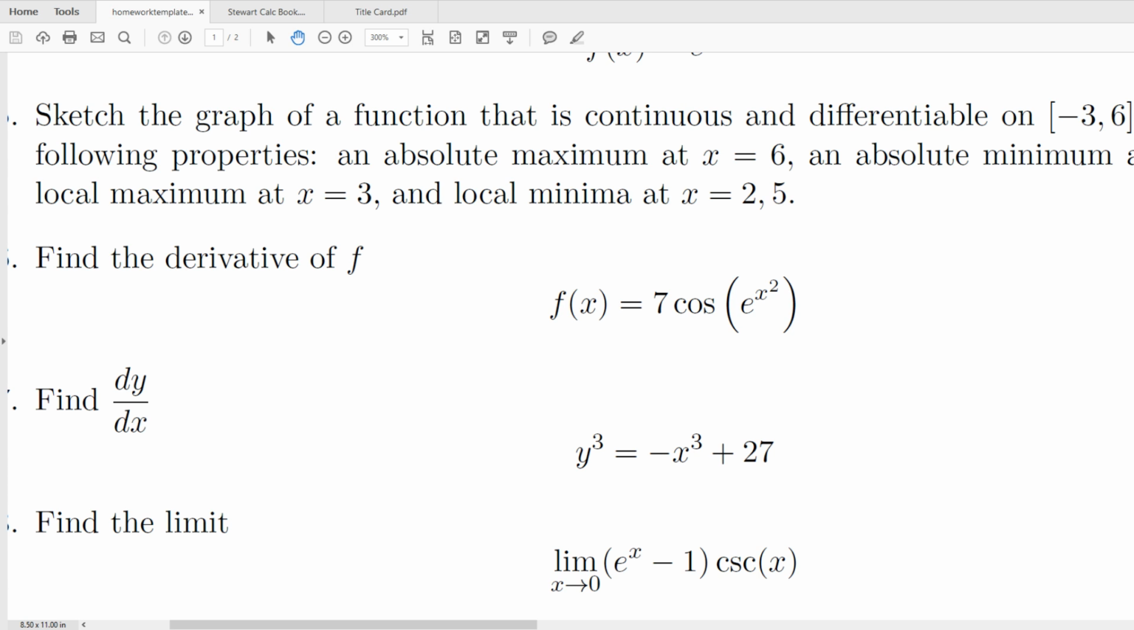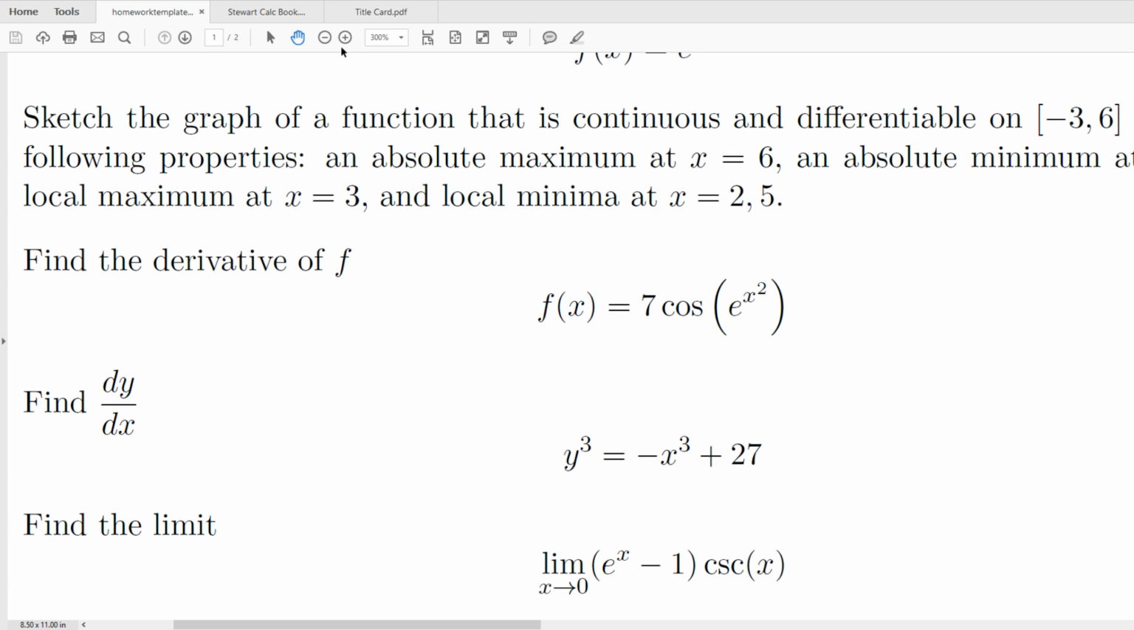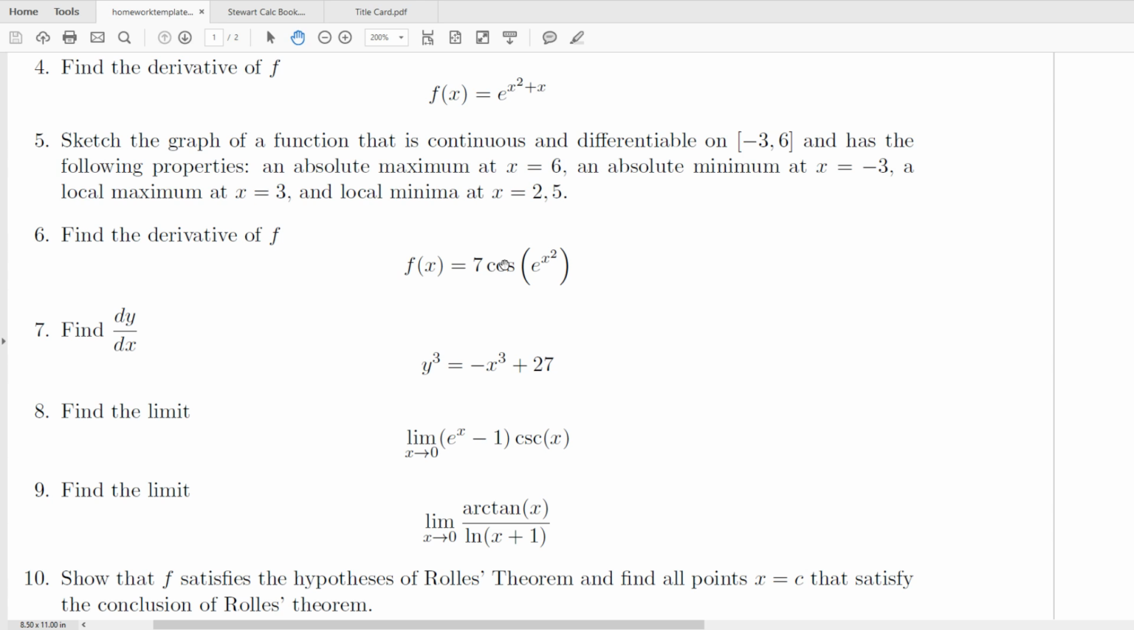So we have here: sketch the graph of a function that is continuous and differentiable on -3 to 6 and has the following properties. Maybe zoom out a touch more. An absolute maximum at 6, an absolute minimum at -3, a local maximum at x equals 3, and local minima at x equals -2 and x equals 5.